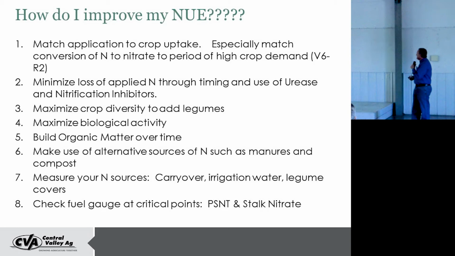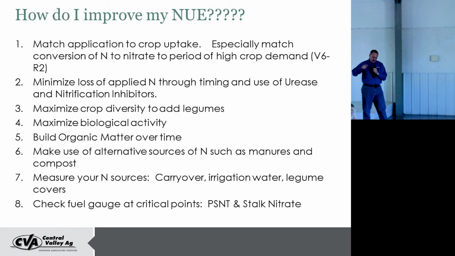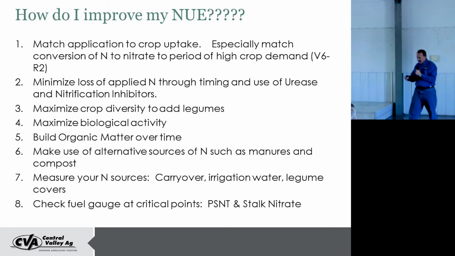Match application to crop uptake, especially match the conversion of N to nitrate to a period of high crop demand, V6 to R2 in corn. So V6, it's kind of getting ready to take off. From there to blister, it's rolling. And it needs nitrogen, and that's the time to get it there. And water, generally, your rainfall levels are going to be a little bit lower. If you're irrigating, obviously, and you're not over-irrigating, you're not going to be pushing it through, the crop's going to take that up. You're not going to lose much nitrogen to leaching, and you're not going to lose a lot of nitrogen to denitrification. So if you don't put it there until the crop really needs it, that's the best way to improve use efficiency.